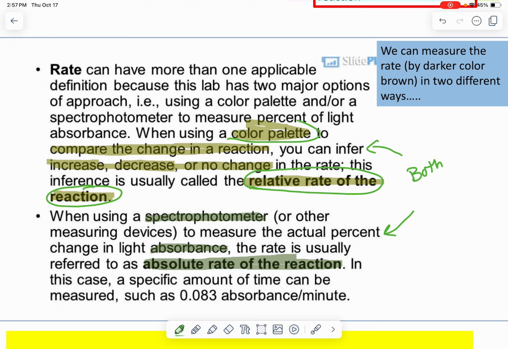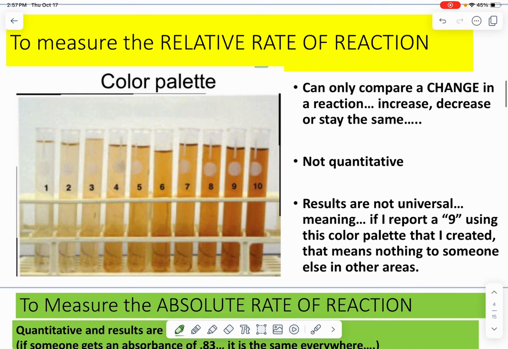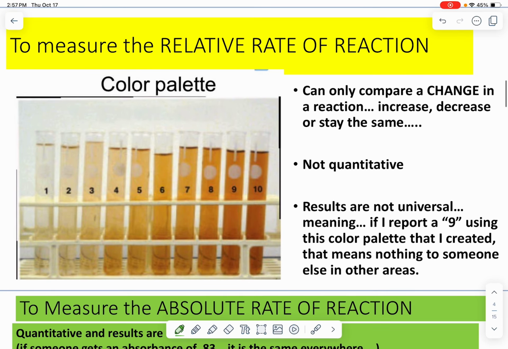And that's going to be using a color palette. And I'm going to show you a picture of that here on the next page. So to measure the relative rate of the reaction, we're going to be using a color palette. You're going to be given this exact picture, I believe, in lab, a little laminated copy of it. And this is a pre-done sort of color palette. This was pre-done to show you kind of the different colors of brown that it could turn, okay?